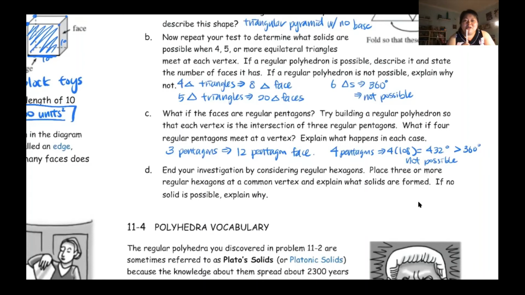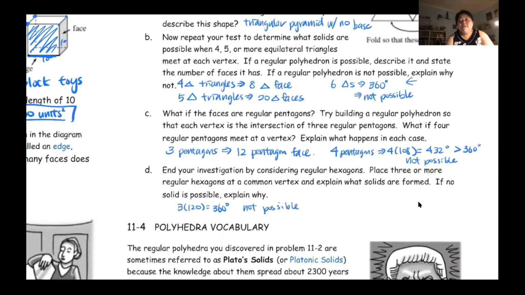Okay, so end your investigation by considering regular hexagons. Can you have 3 or more regular hexagons at a common point? Well, think about it. Regular hexagons have an interior angle of 120. So 3 hexagons will be 3 times 120. That gives me 360. Same problem as part B here. So not possible.